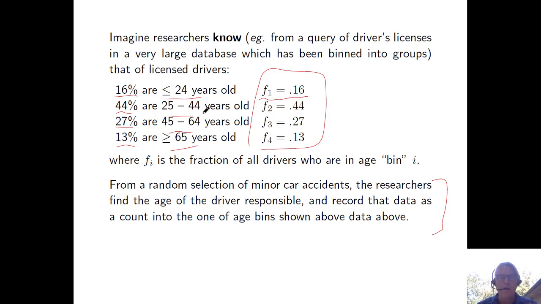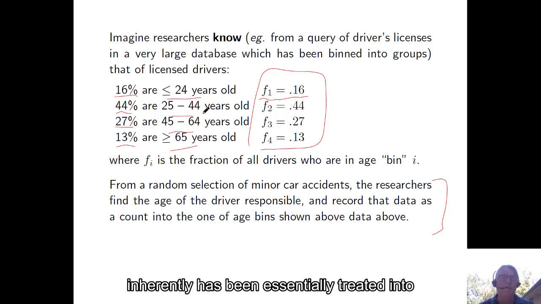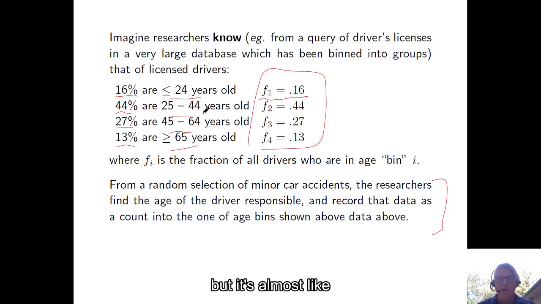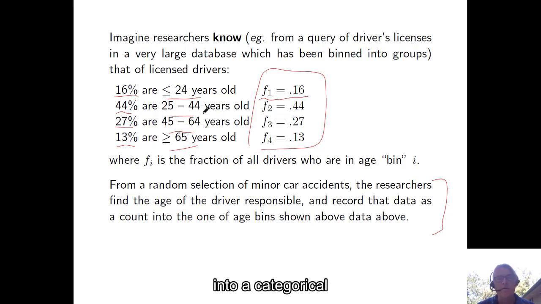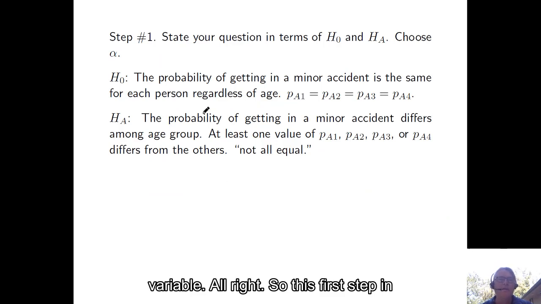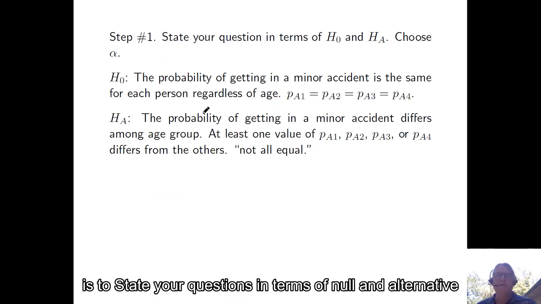So we just have a data type that is age, but it's been blocked into bins. So even though it is a numerical variable inherently, it's been essentially treated into age categories that are ordinal. They have an order from youngest to oldest, but it's almost like we're taking this numerical variable and making it into a categorical variable.